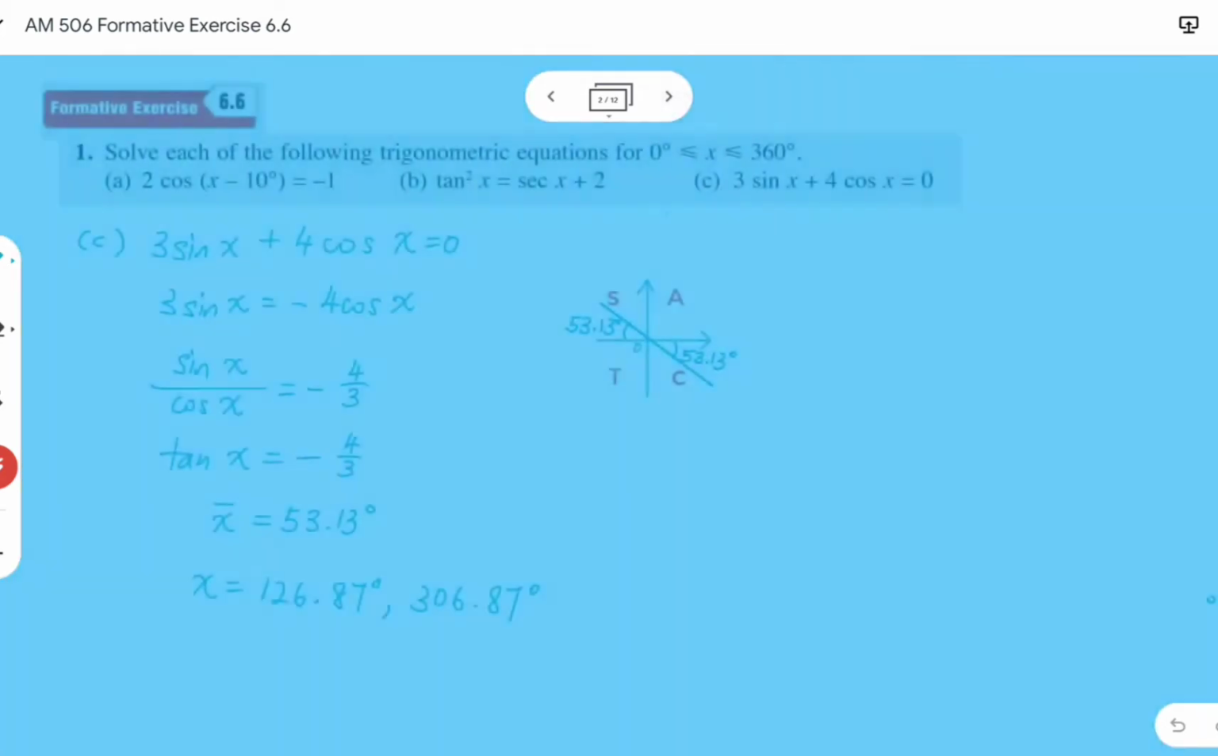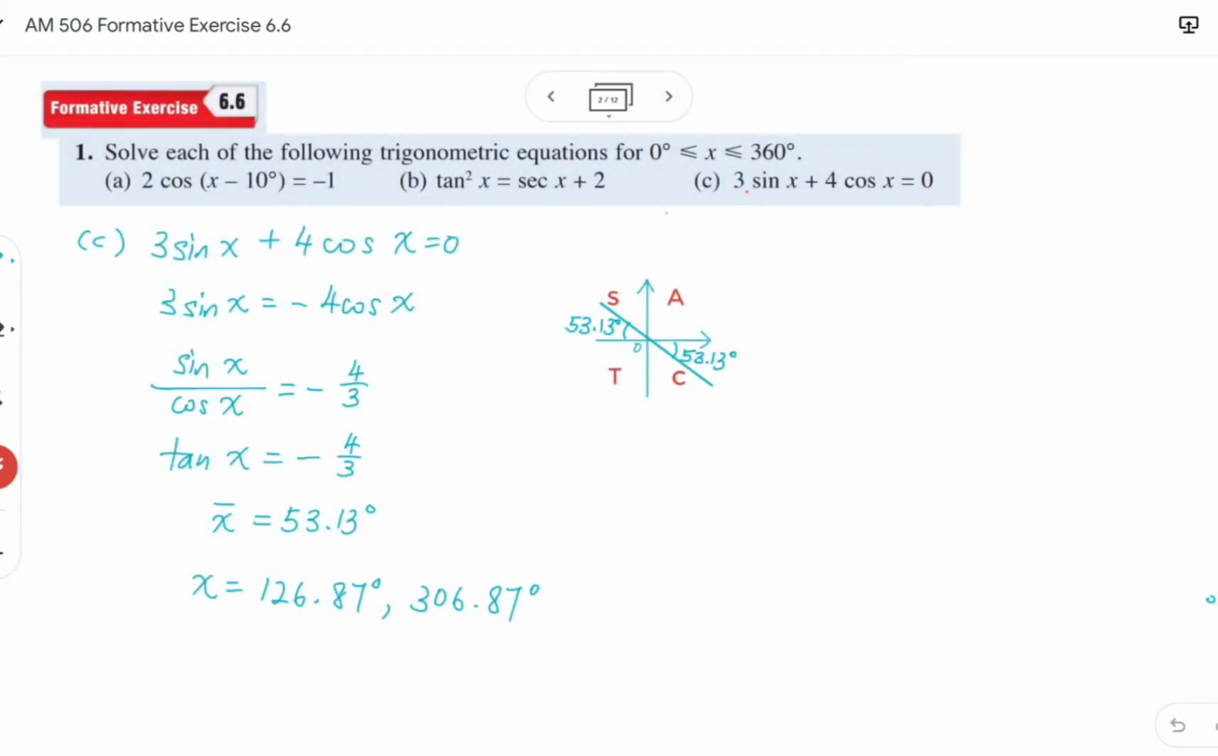C. 3 sine x plus 4 cosine x equals 0. So we find two different functions here. We move the 4 cosine x to the right hand side, becoming negative 4 cosine x. So we know that sine x over cosine x will be tangent x. Therefore, we move the cosine x to the left hand side to be divided, and then the 3 will move to the right hand side, to be divided by 4.